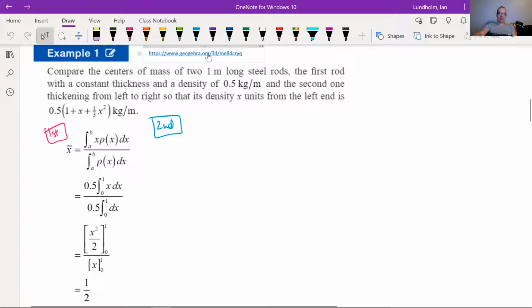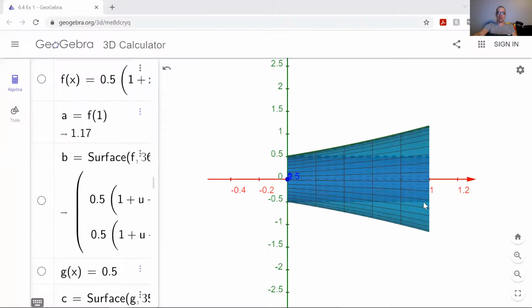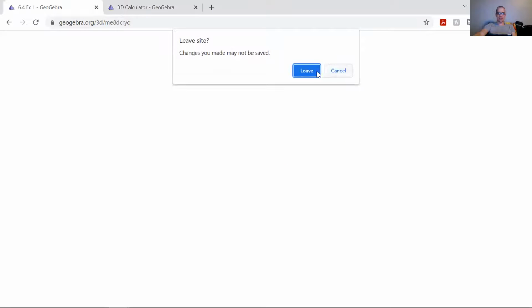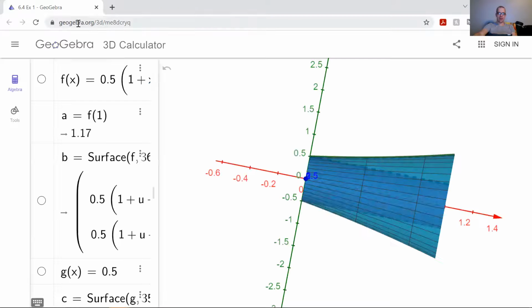I made a little GeoGebra. Let's see if I can pull that up. Oh, see, it's right there. Got it pulled up twice. It's fine.